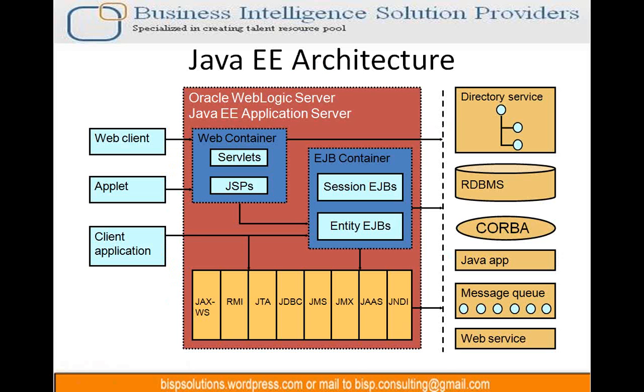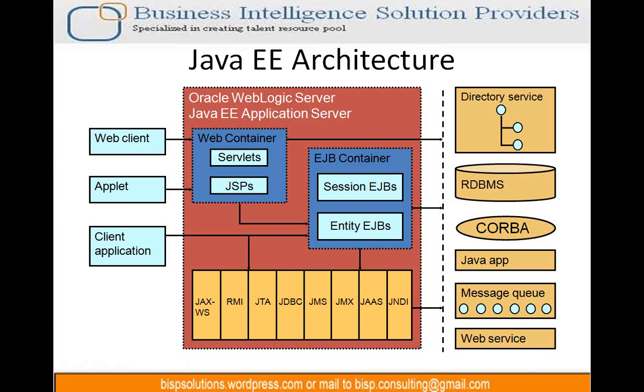Moreover, let's see this Java Enterprise Edition architecture. This is the same architecture that would be followed by any application server, not only WebLogic server. Any application server would follow this J2EE architecture to make sure their applications and code would be compatible with the Java applications that have been built by the developers.